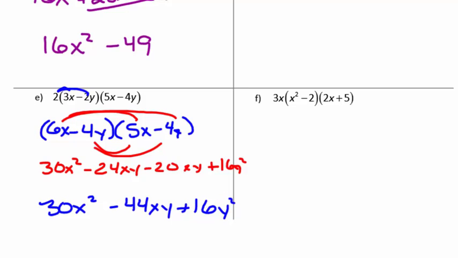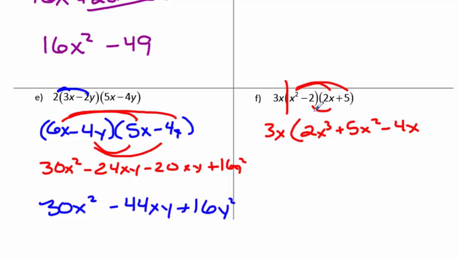Let's look at part F. There's two distributes to do here as well. Now I can either do my monomial distribute first or my binomial distribute first. Let's go ahead and do the binomial distribute first. X squared times 2x is 2x cubed. X squared times 5 is 5x squared. Negative 2 times 2x is negative 4x. And negative 2 times 5 is negative 10.